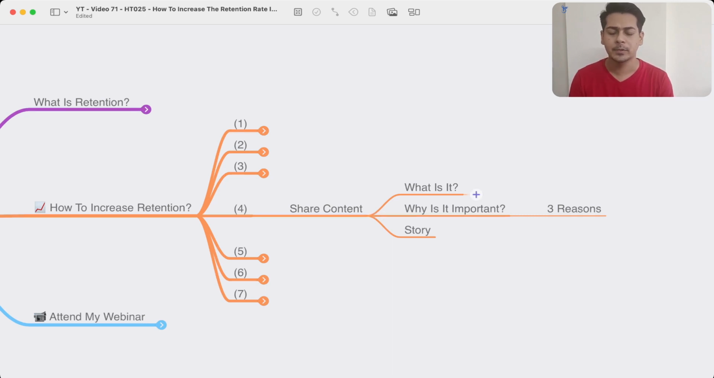Three secrets. Secret one, what is it? Why is it important? Three reasons, story. Secret two, what is it? Why is it important? Three reasons, story. And secret three, what is it? Why is it important? Three reasons and story.